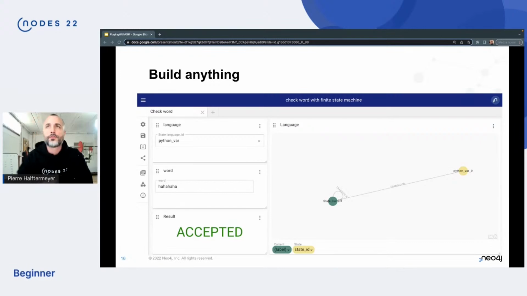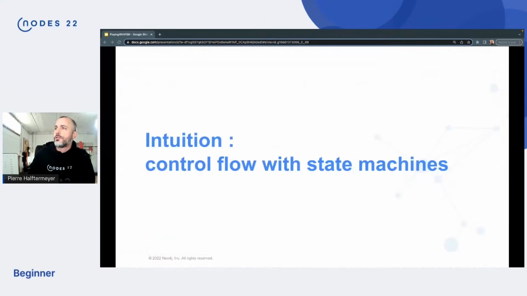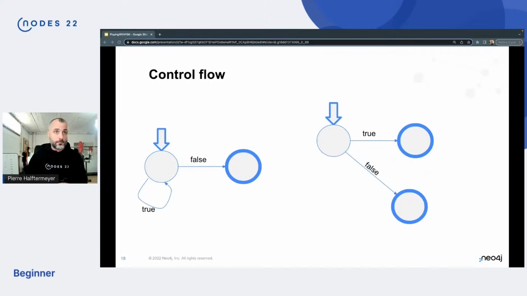First of all, I want to share an intuition with you about control flow. Control flow in a programming language is structured like for loops, while loops, if then else. It enables you to control the flow of your code. And we can see that some automata are really close to control flow. This is a while loop. While I see the true event, I stay in my loop, and when false, I go to another state.